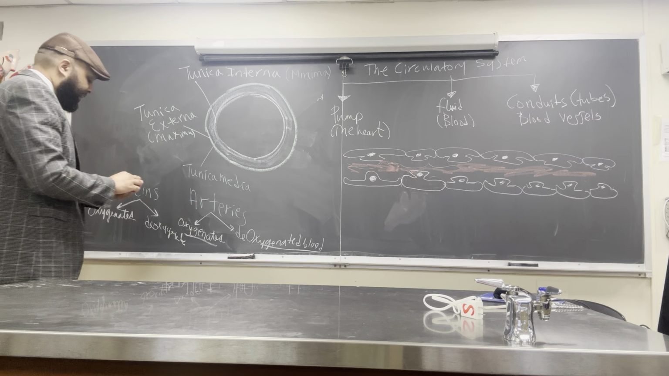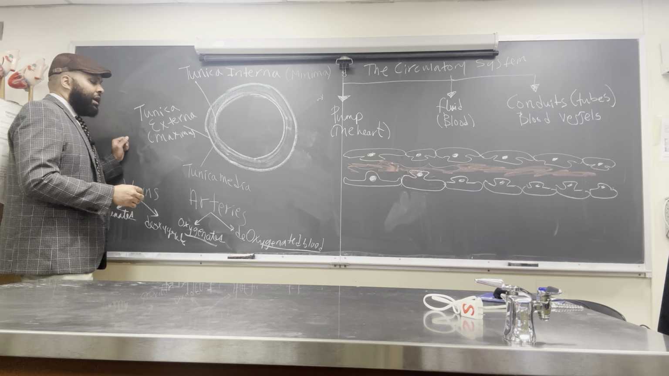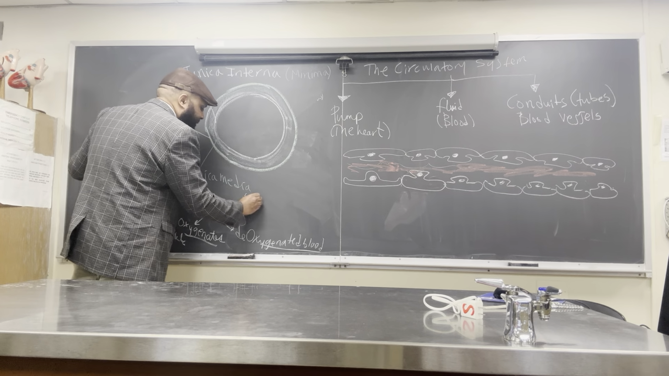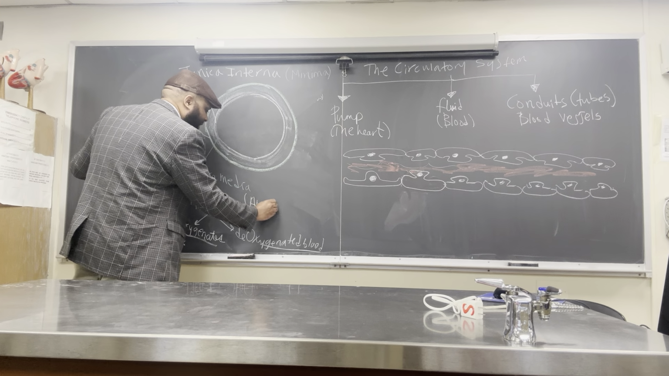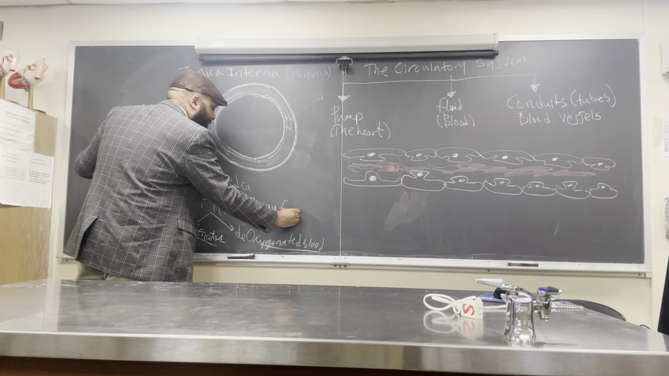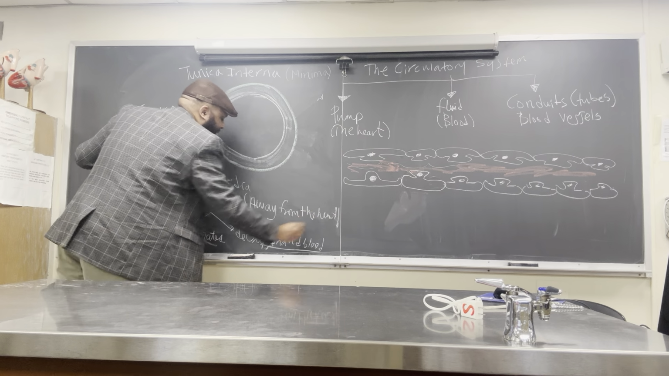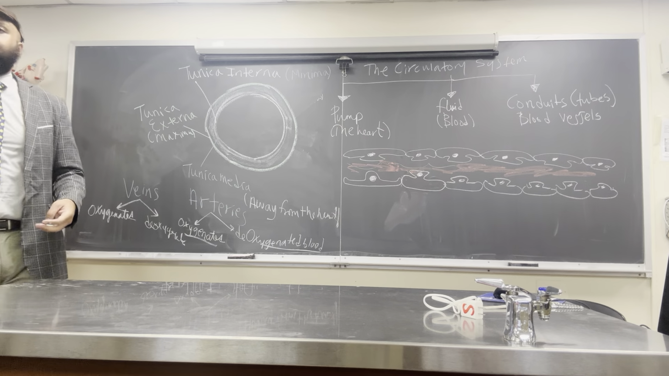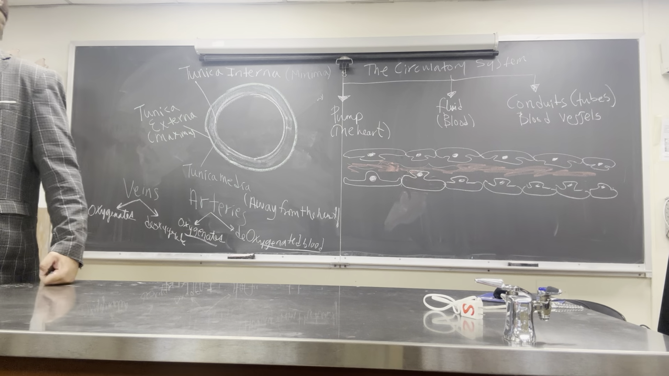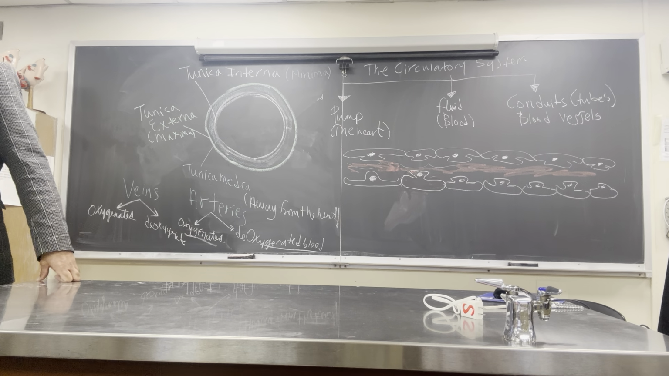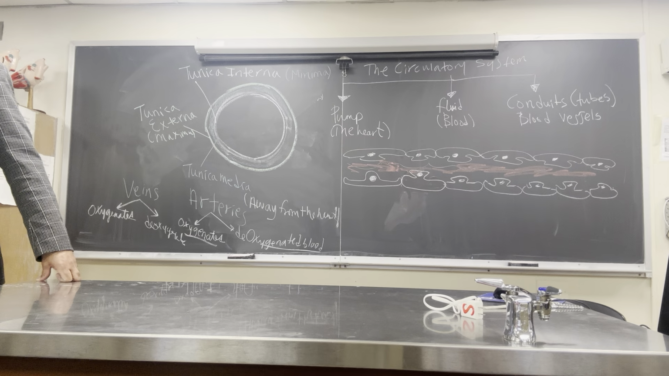So we have arteries that carry blood away from the heart. Now that's an excellent convention. Away from the heart. All arteries, whether carrying oxygenated blood, systemic arteries, or deoxygenated blood, pulmonary arteries, they're all going away from the heart. No arteries going towards the heart.